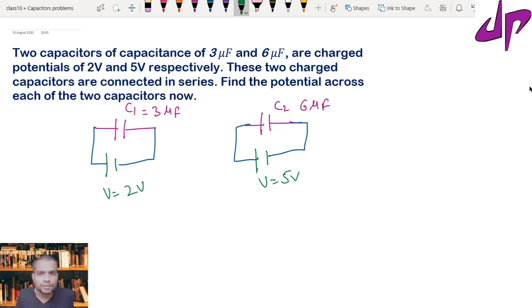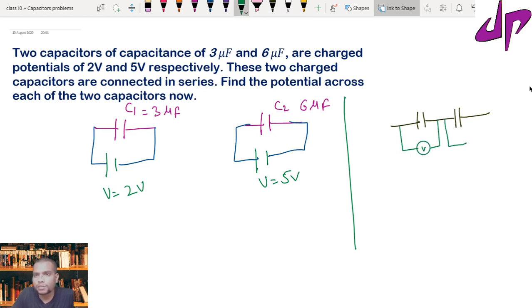Now after connecting that, what happens in this case? The capacitor gets charged. After charging, the two capacitors are connected separately. So C1 and C2 are the two capacitors. They are connected and we need to find the potential difference across each capacitor. Suppose you connect a voltmeter here, what is the potential difference across the voltmeter from the capacitor C1 and the capacitor C2.